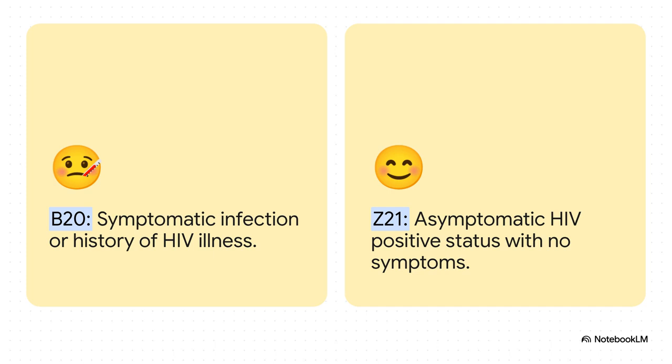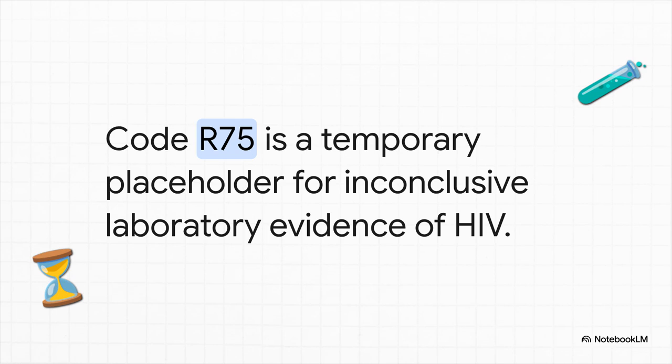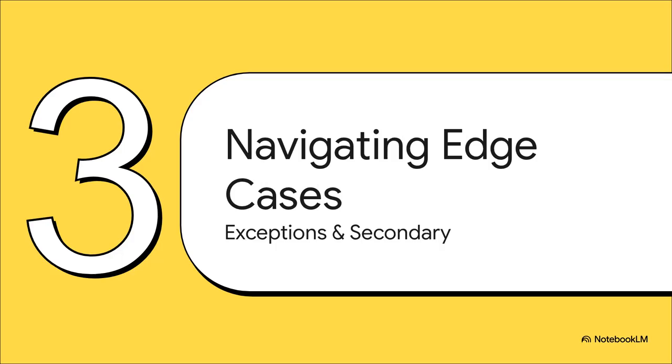Now, on the other side, we have Z21, which is for asymptomatic HIV infection status. You use this strictly for a documented HIV-positive status where there are absolutely no documented symptoms or HIV-related conditions past or present. If the doctor just writes HIV-positive with zero evidence of symptomatic disease, you go with Z21. And just a quick note on R75. Think of R75 as your temporary placeholder. It's only reported when laboratory testing comes back indeterminate or inconclusive, and you only use it until a definitive diagnosis is actually established.